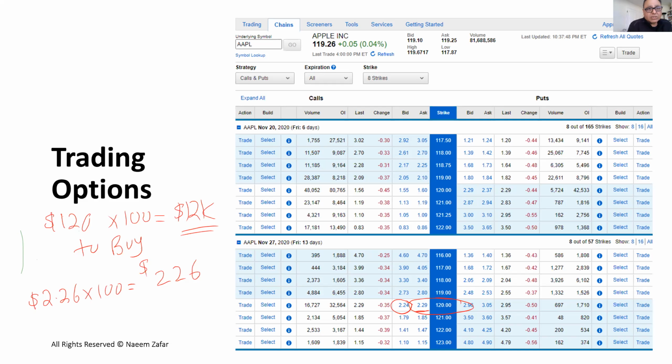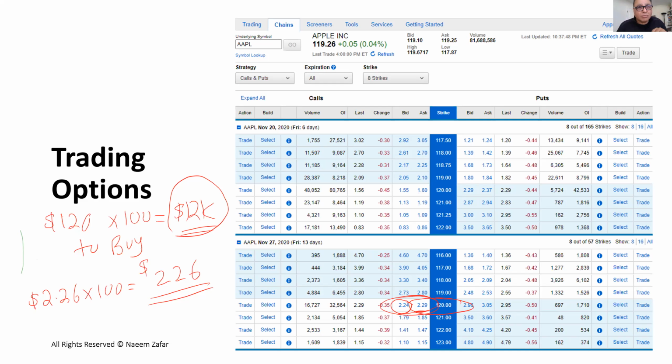The second point: if I wanted to buy 100 shares of Apple, how much money do I need to have in the bank? The answer is $12,000, $120 a share, 100 shares. I don't have $12,000. I can control 100 shares of Apple with only $226. How? By buying an option to buy 100 shares of Apple, with the price being only $226 right here. This is the second point Naveed made: leverage. I don't have to have a lot of money. I can control a lot more shares with very little money.